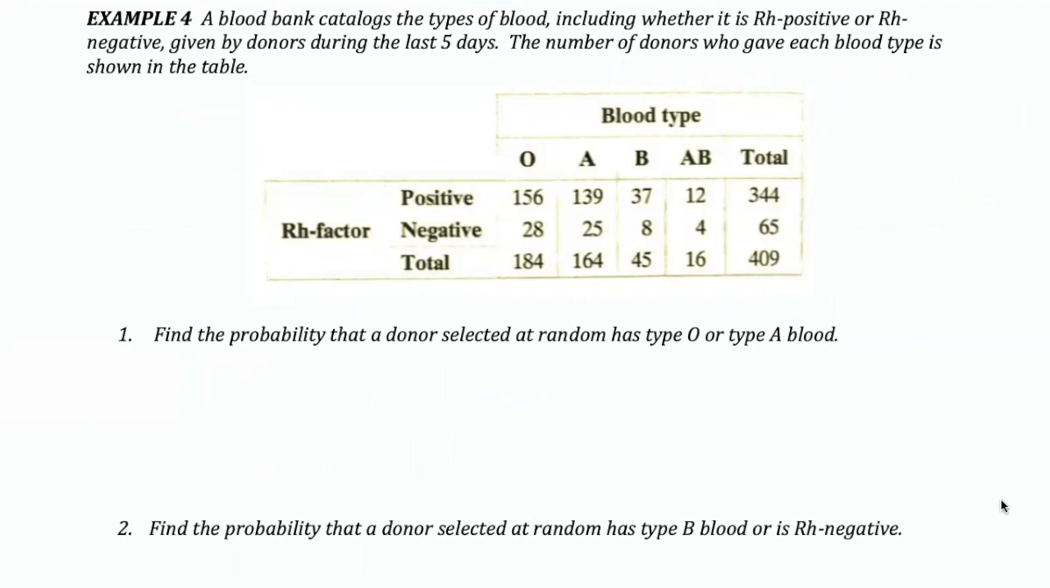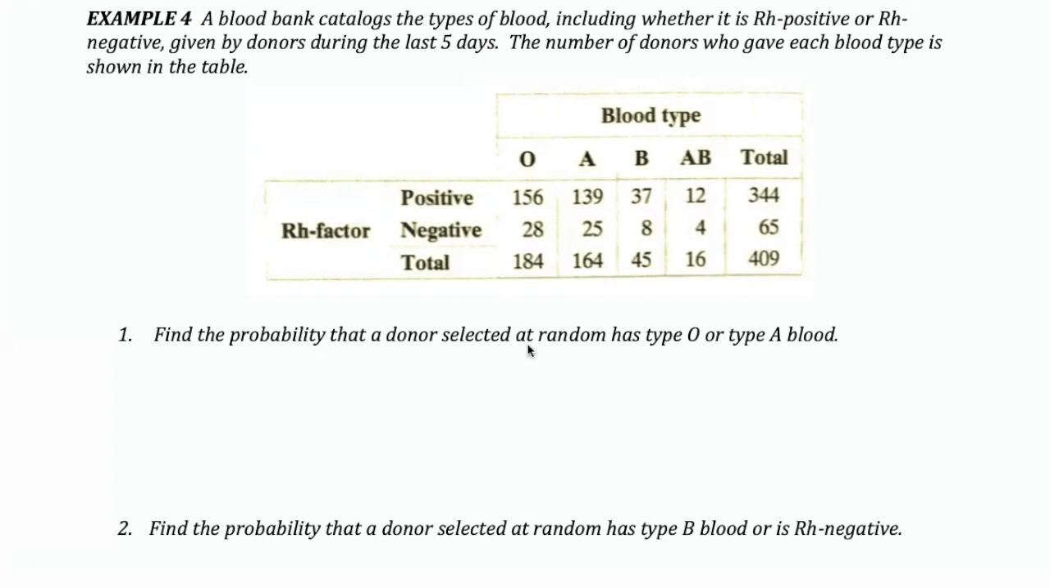In example 4, we have a blood bank that catalogs the types of blood, including whether it's Rh positive or Rh negative, given by donors during the last 5 days. The number of donors who gave each blood type is recorded in this table below. So we've got the blood types going across the columns, and the Rh factors are the rows.